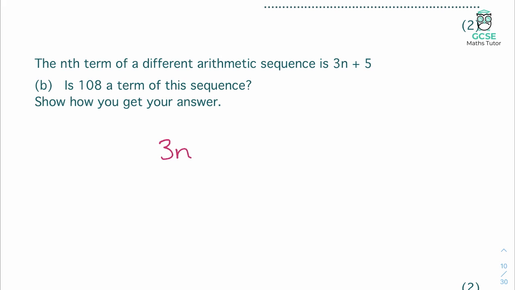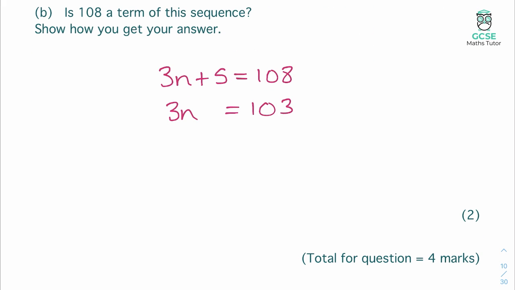We'll say that 3n plus 5, does it ever equal 108? Because 5 is going to be added onto each number. So if we take away the 5, does 3n ever equal 103? Okay, so this is basically saying, is there a number we could have times by 3 and added 5 to get 108? Well, take away the 5 is 103. Does that divide by 3?